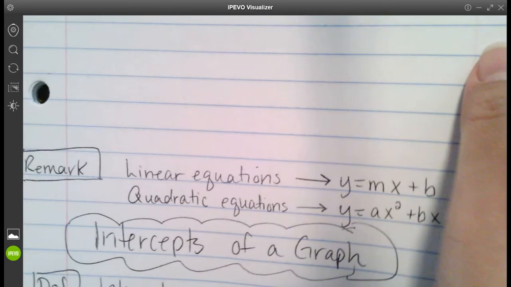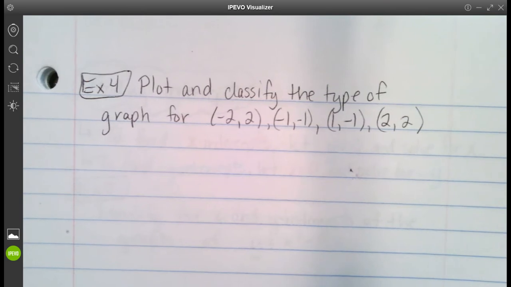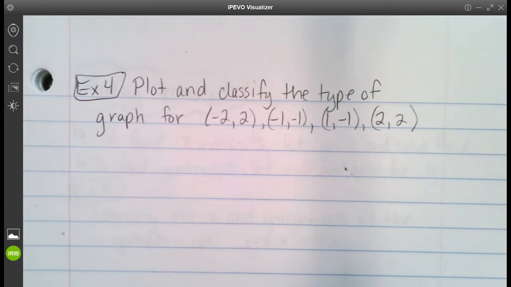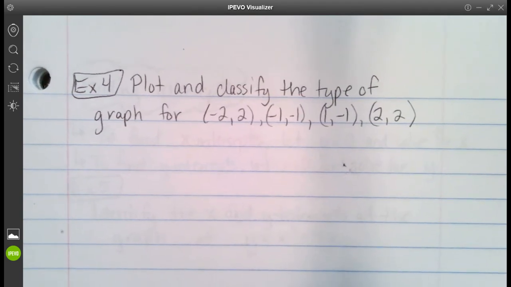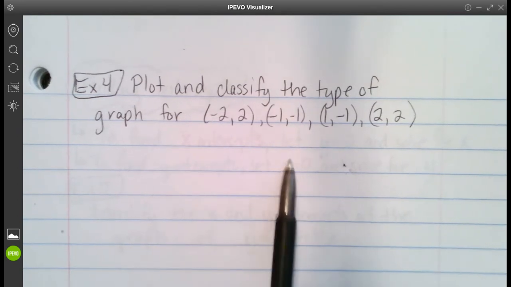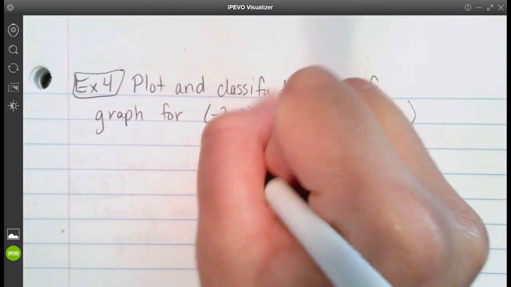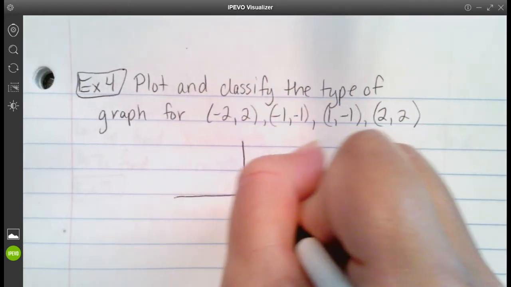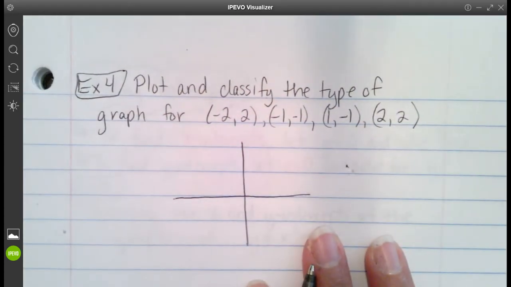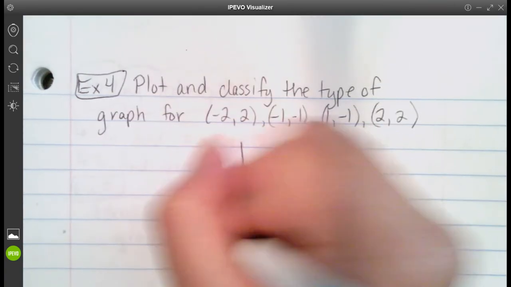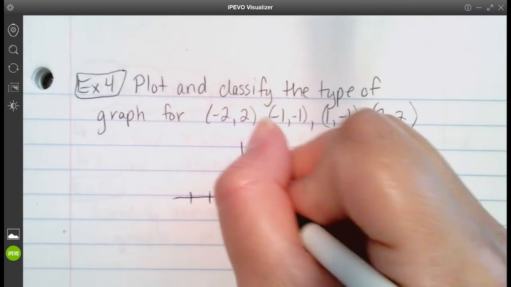Okay, we're going to go ahead and look at example 4 now. So this one says plot and classify the type of graph for -2, -1, -1, 1, and 2, 2. So this one, instead of giving us a table, they gave us points. So you could make a table and do it that way, or you can just go straight into the graph. I'm going to go ahead and just draw the graph, and we'll go from there. Okay, so let's see what this graph looks like. It looks like the numbers are kind of small, so I'm going to go ahead and just do 3 for each side.